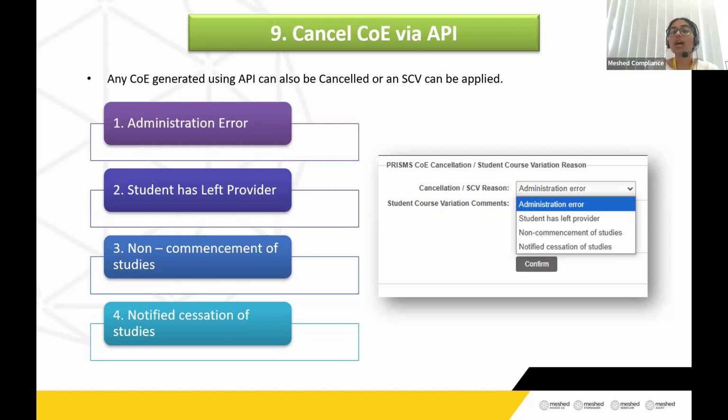At number 3, we have non-commencement of studies. If the student never commenced the studies, you can also quote the reason, again provide certain details and cancel the COE. Last option that we have is the notified cessation of studies. In cases where the student provides a formal notification that he would not be continuing the studies any further, you can again quote the reason and use this SCV for COE cancellation.